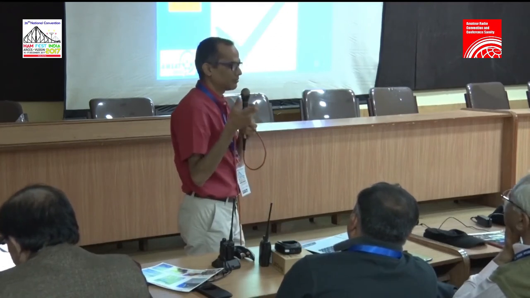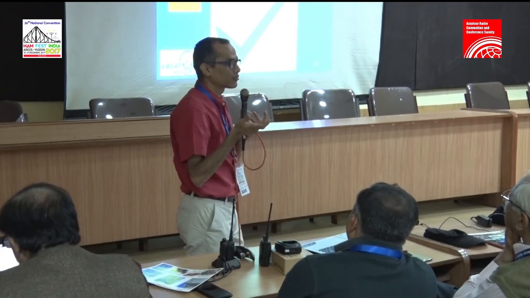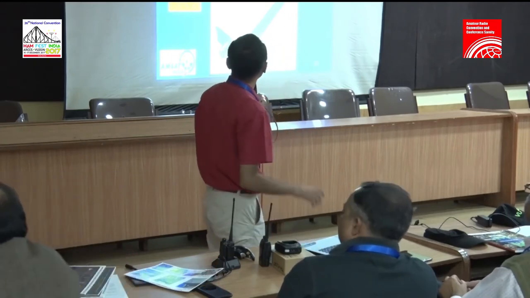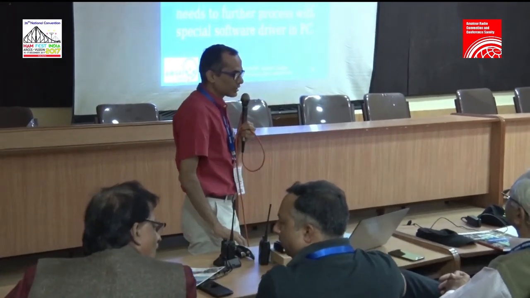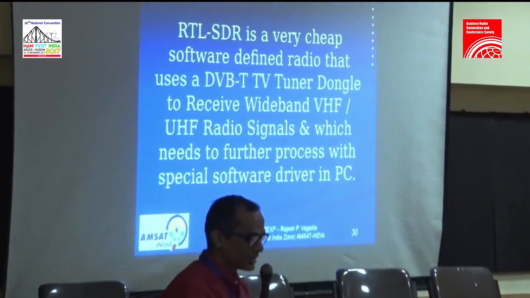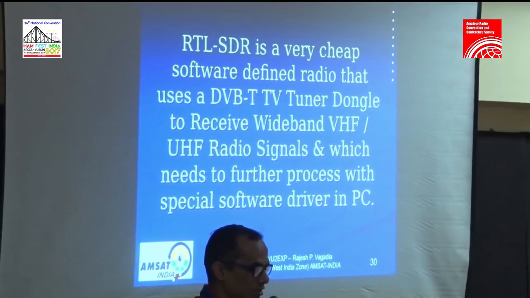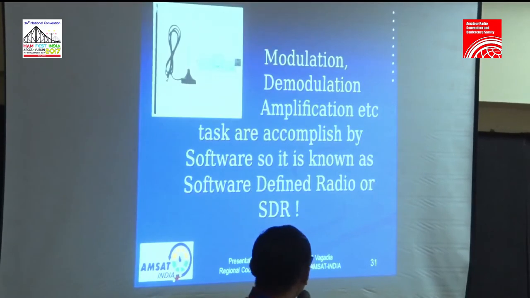The cost of this RTL dongle starts from $10, and a good RTL dongle you can buy online or from some website for around $25. Particularly, I am using this RTL-SDR dongle, which I bought from the US for $25. RTL-SDR is a very cheap software-defined radio that uses a DVB-T RTL2832U dongle to receive wideband VHF, UHF radio signals, which need further processing with special software drivers on the PC.